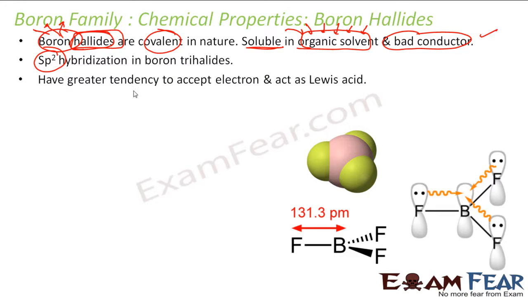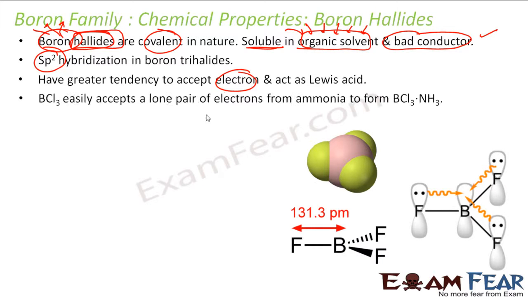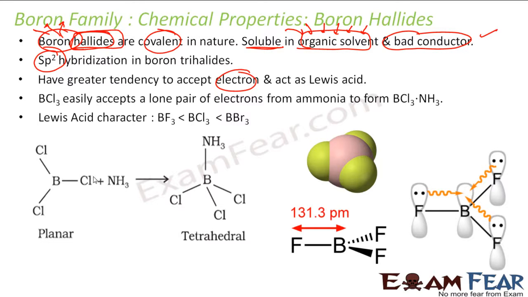It has a great tendency to accept electrons, as we explained in the last slide. So it is a Lewis acid. Why? Because it is electron deficient. It has 6 electrons now. So it will accept electrons from ammonia. So you see the reaction. This is my boron with 6 electrons. It will accept the electron pair from ammonia. It becomes tetrahedral, right? From planar to tetrahedral. This is sp2 and this becomes sp3 hybridized.